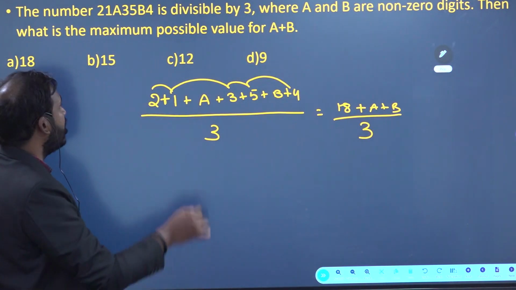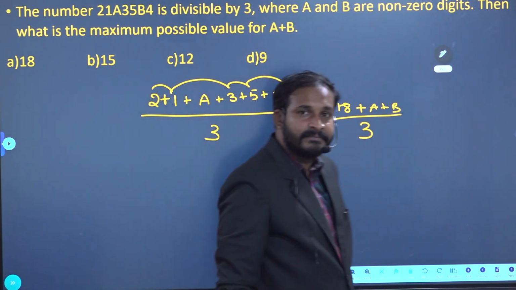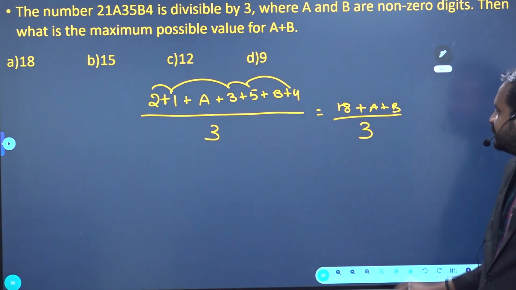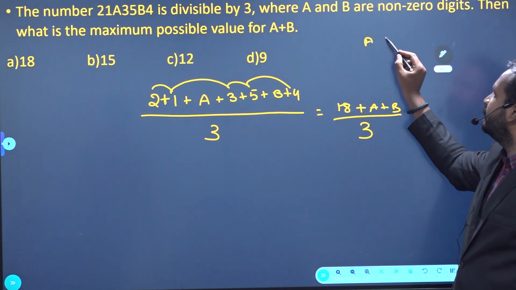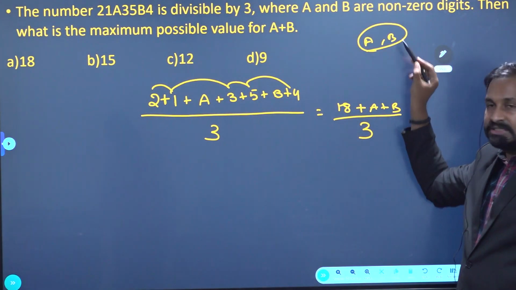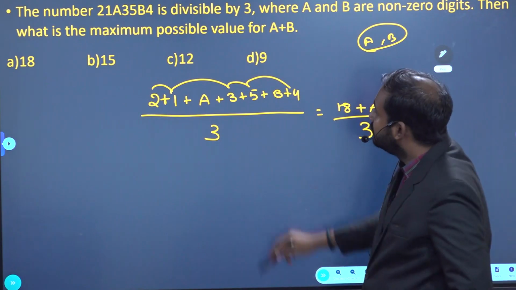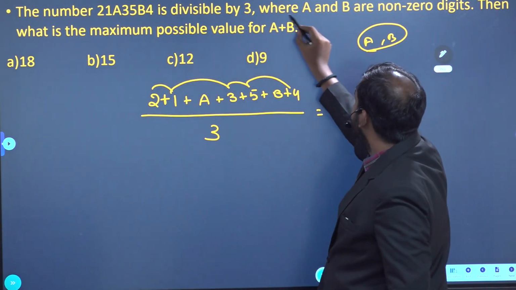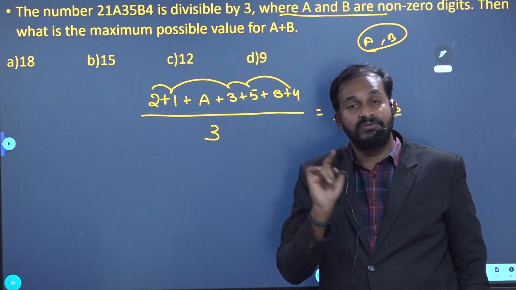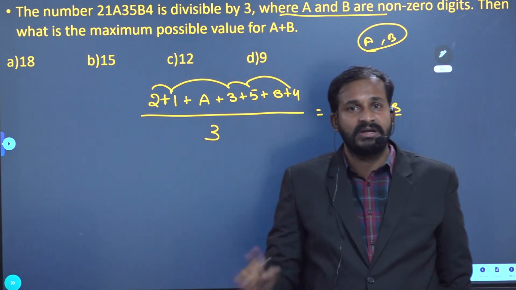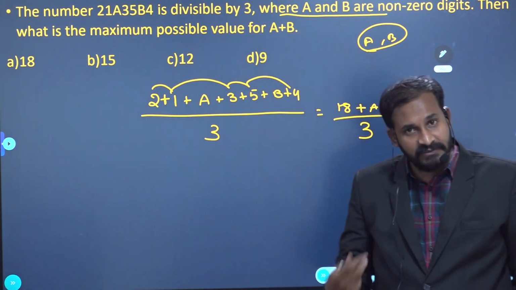See here, students, are they using the word distinct here? Distinct? No, they are not using. Distinct means I cannot take A and B values as same values. But in this case, they didn't use it. They say A and B are non-zero digits. They use the word non-zero, but they didn't use the word distinct. That means I can take same values also.